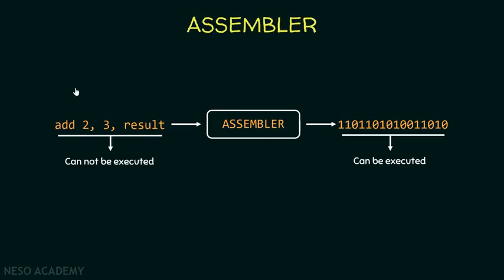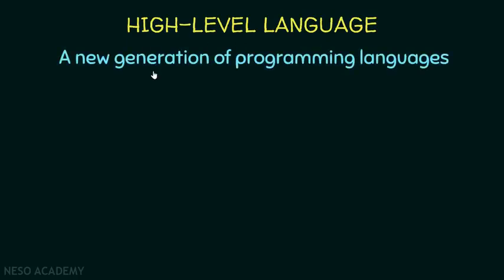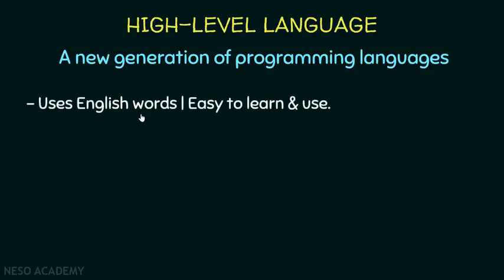So whenever we write a program using assembly, we will translate it to machine code using the assembler, and then we will execute it. So now let's talk about high-level languages. High-level languages are a new generation of programming languages. In a high-level programming language, we use English words. So this is why a high-level programming language is easy to learn and easy to use.